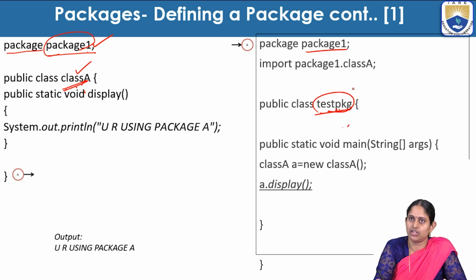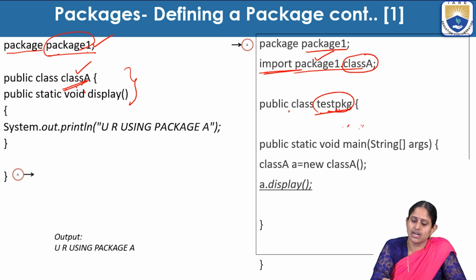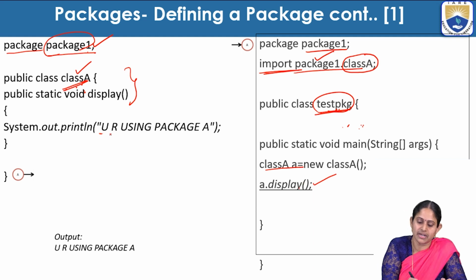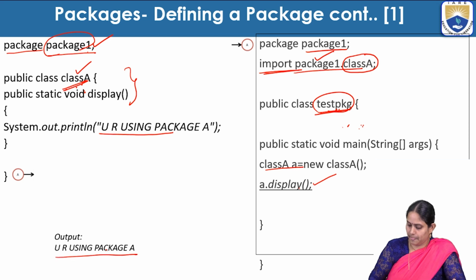So to import that particular package, we make use of the import statement. This line indicates that we are accessing class A of the package 1. So this whole class will be brought into this particular class. Now here inside this class named test package, we are creating an object of that class and accessing the display method of that particular class A. This display method is printing this statement. So in the output, we get the particular statement.